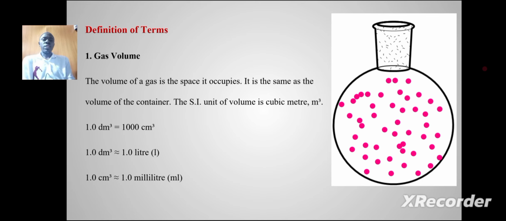One decimeter cube is made up of 1000 cm cube, and 1 decimeter cube is equal to 1 liter, and 1 centimeter cube is the same as 1 milliliter. These are volumes that you'll be coming across in this concept regarding gas laws. You'll be coming across volumes in dm cube, cm cube, liter, and milliliter. So it's very important that you are familiar with their interconversions.